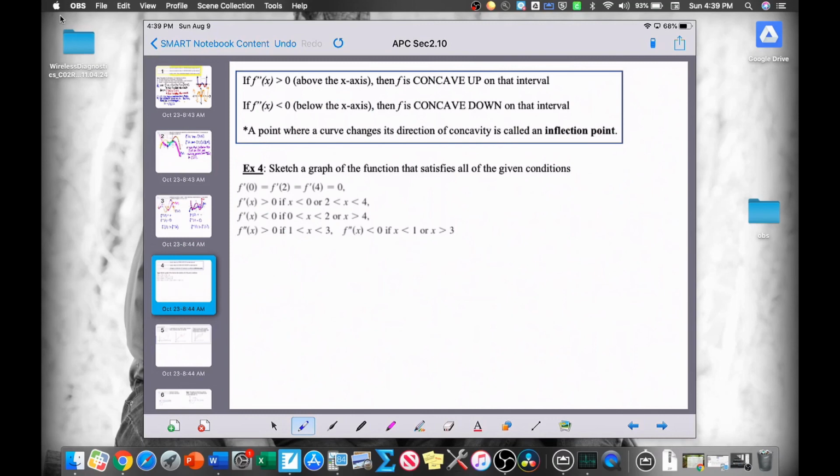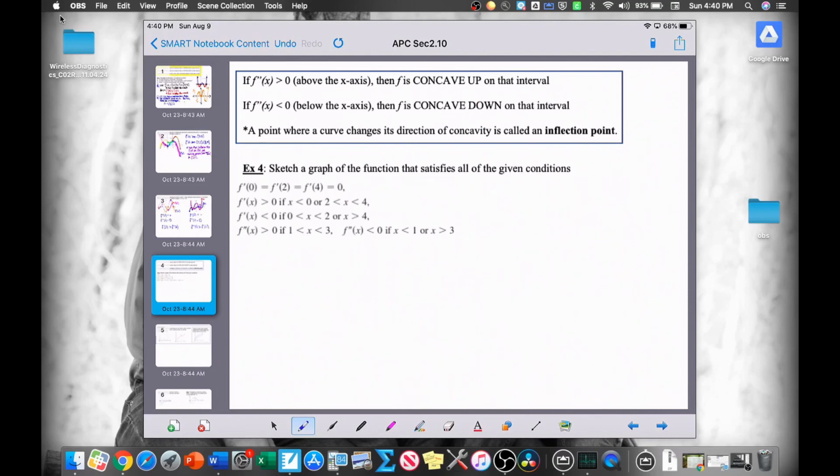Next, we get to talk about what I had alluded to before, which is concavity and inflection points. If our second derivative, f prime prime of x, is greater than 0, is positive, is living above the x-axis, that tells us that our original function f of x is concave up on that interval. If our second derivative is negative or below the x-axis, that tells us that f is concave down on that interval. And a point where our curve f of x changes its direction of concavity is called an inflection point.